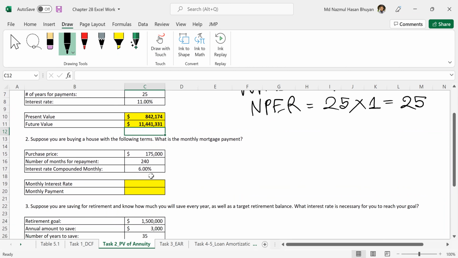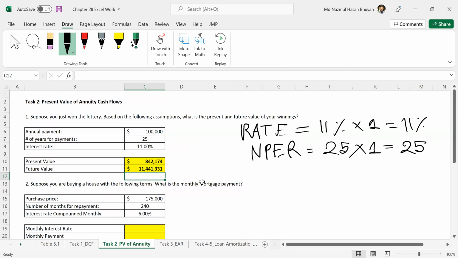Suppose you are buying a house with the following terms. What is the monthly mortgage amount? Okay, so here your purchase price is $175,000. Number of months over which you're going to repay your loan is 240 months. Interest rate compounded monthly is 6%. So here you can see your payment frequency is what? Monthly. So your unit of time here is month. So number of months you have per year is how many? 12. All right. So keep it in mind, and then let us calculate our rate.